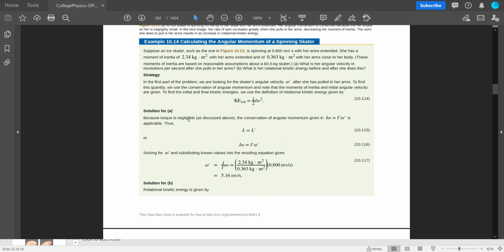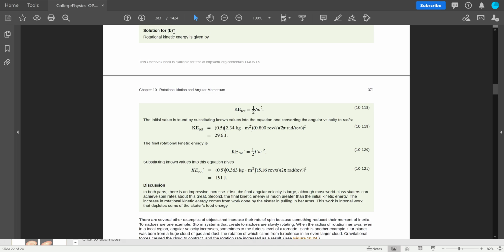Because the torque is negligible, the conservation of angular momentum, given as I omega equals I prime omega prime, is applicable. So our initial angular momentum is equal to our final angular momentum, and that's basically what we just said. So we're going to find our omega prime, which is I over I prime times omega. So we have 2.34 before she pulls in her arms, and after 0.363, times our initial angular velocity. That equals 5.16 revolutions per second, which is her angular velocity after she pulls in her arms.